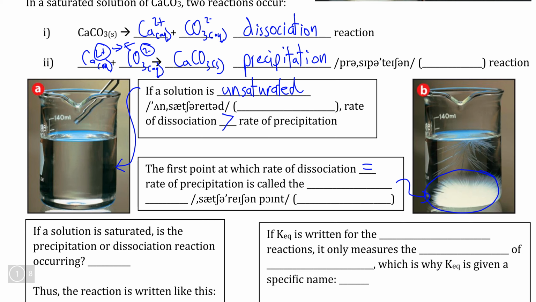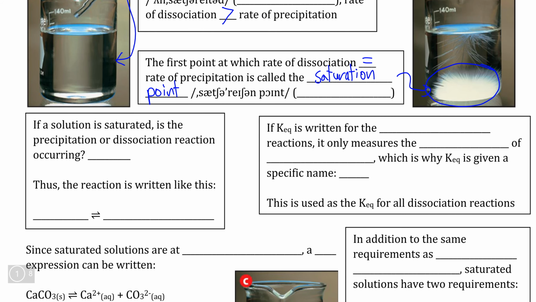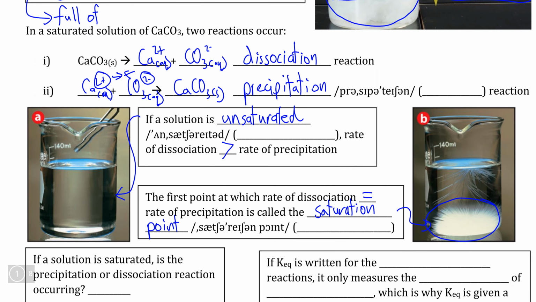However, when we get to the point where the rate of dissociation begins to equal the rate of precipitation, this is where we start seeing our precipitate forming. This is what we call the saturation point. And the further we exceed the saturation point, the more noticeable or obvious our precipitate becomes, and the greater percentage of the solution it begins to take up.